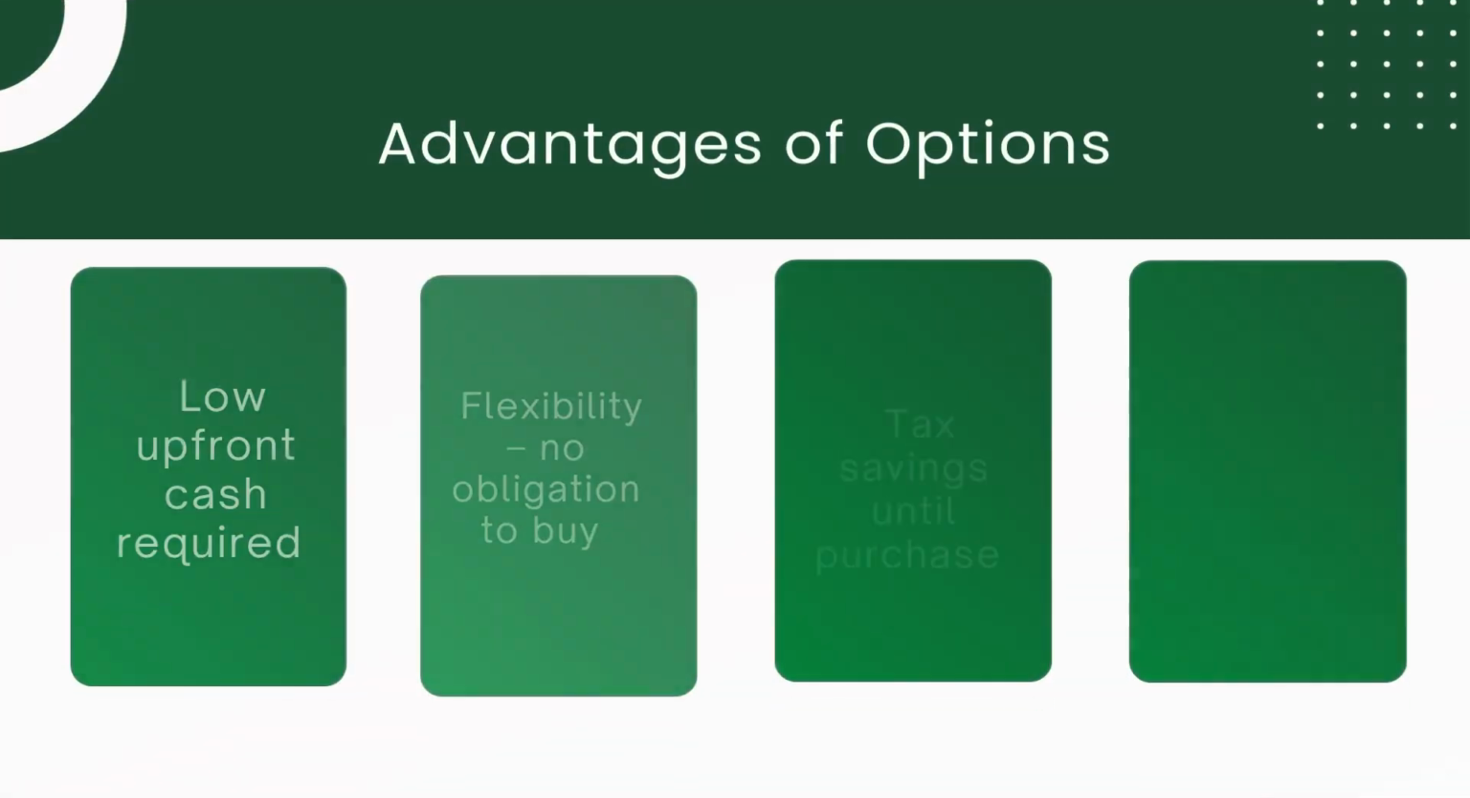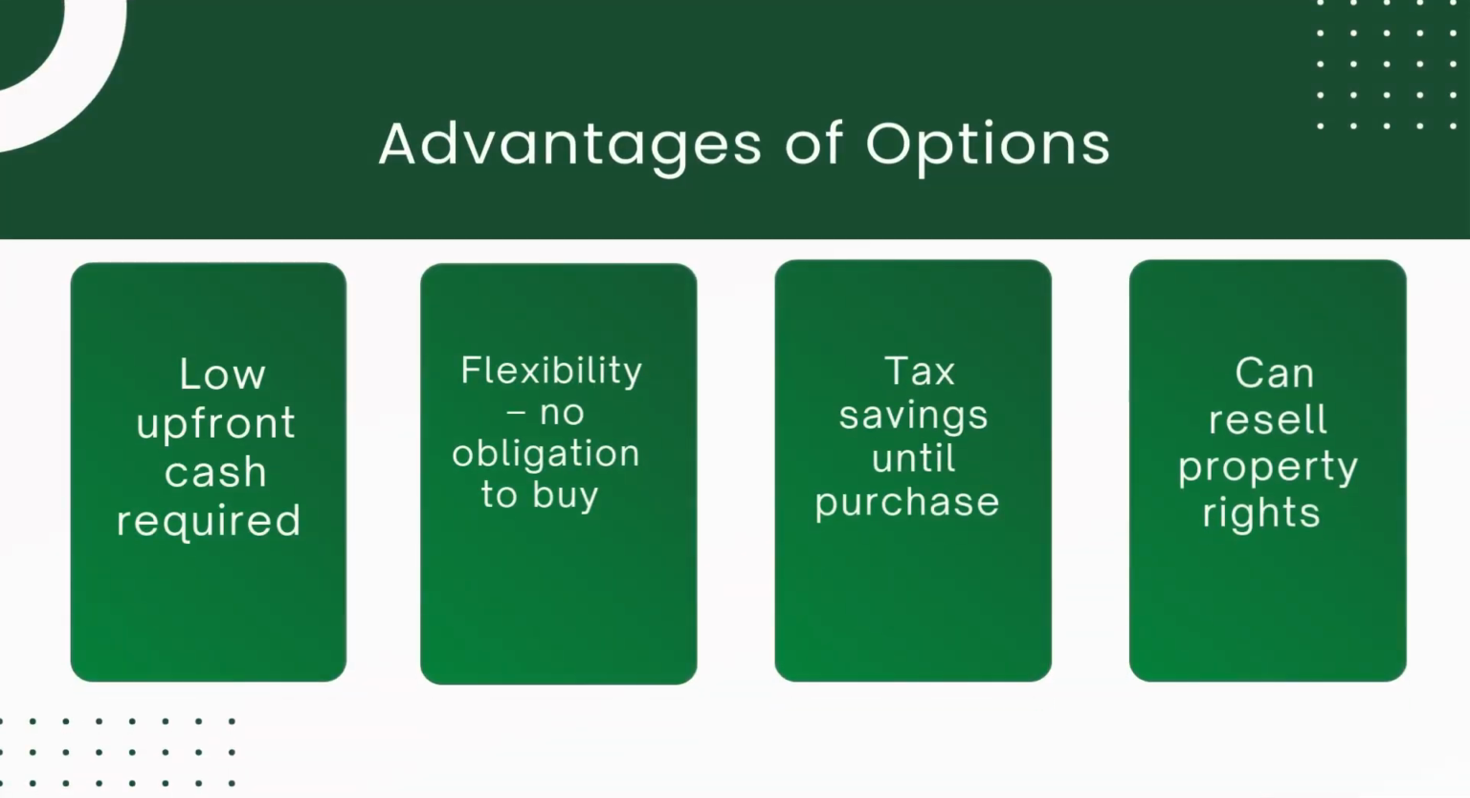Next we have the advantages of options. What are the advantages of options? First is the low upfront cash required, or low capital requirement. Unlike traditional financing, which needs a big down payment, an option requires only 1% to 5% of the property value, as seen in the example from the previous slide. This makes it possible for investors with limited cash to control valuable assets.